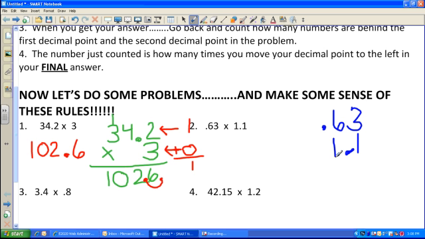Numbers do not need to line up. That decimal is pretty ugly, but we're going to go with it. Okay, so multiply like normal. 1 times 3 is 3. 1 times 6 is 6. Okay, I'm done with this one, and I'm moving to my second number.